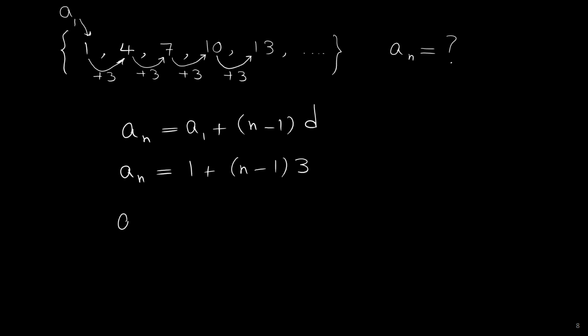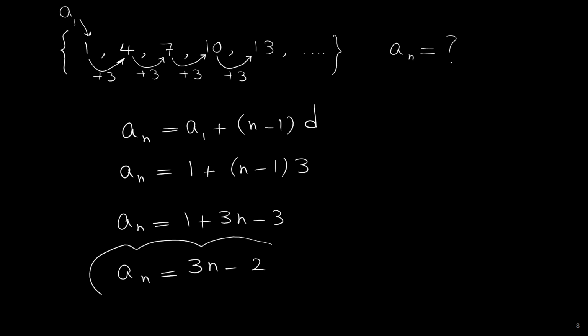Now if we simplify this relation, we have 1 plus, if you multiply 3 in the bracket, we get 3n minus 3, which if we simplify it, finally we get 3n minus 2. So this is the formula for the nth term of this sequence. To make sure that this formula is correct, let's check it.